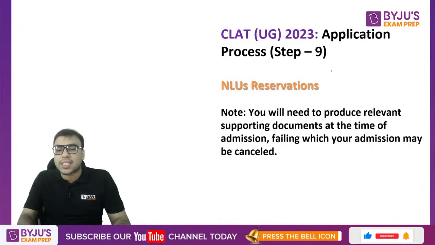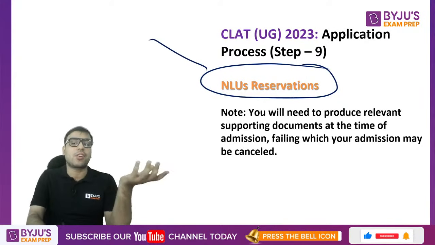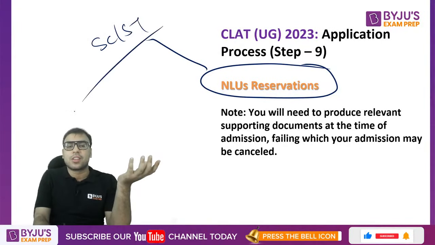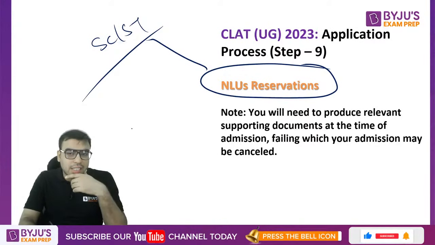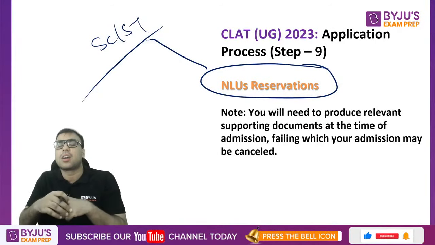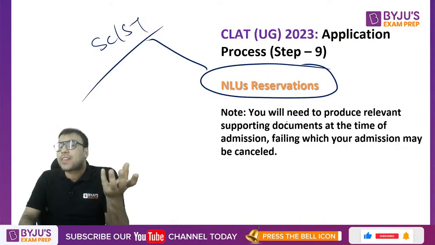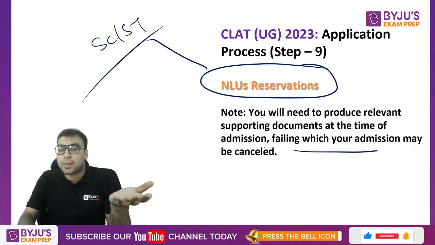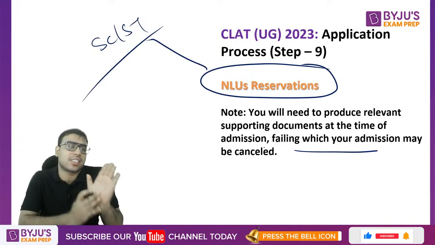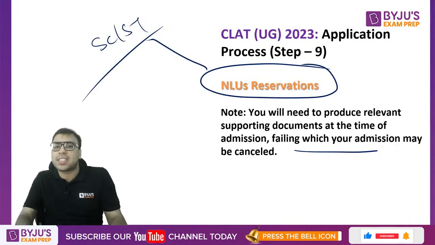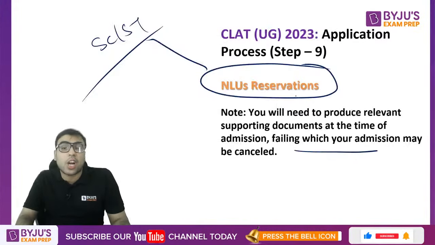Yes, they are asking about it. Let's say you opted for SC/ST reservation, so you uploaded your reservation document. Or in another case, Jammu Kashmir migrant or something like this. At the time of admission, you have to show the hard copy, the original copy, saying this is my caste certificate. Otherwise, they will cancel your admission, which means they will not allow the admission.